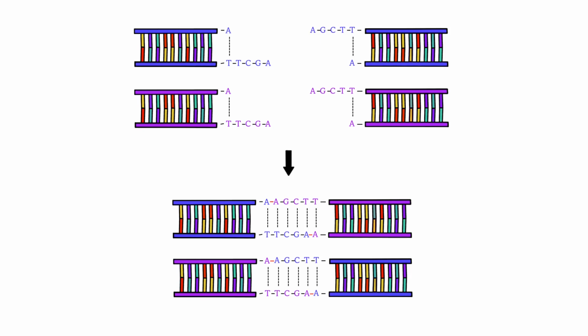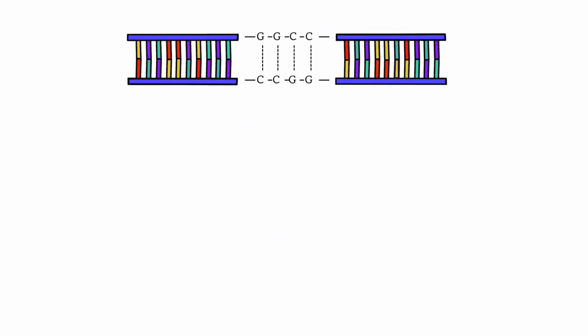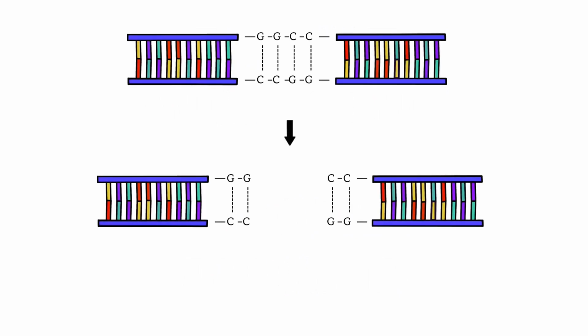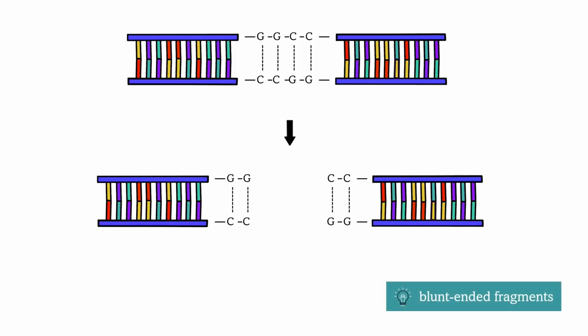Recombinant DNA molecules are molecules produced by combining DNA from different sources. Restriction enzymes can also cut in the middle of its recognition sequence, producing blunt-ended fragments.